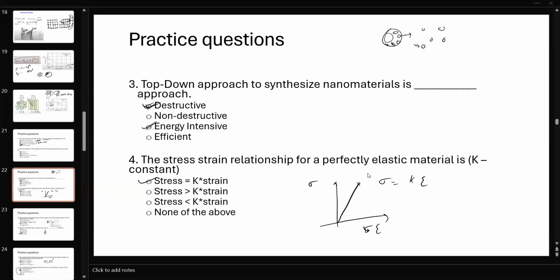So in that region, the stress strain follows a linear straight line relationship, stress versus strain. K is your Young's modulus.